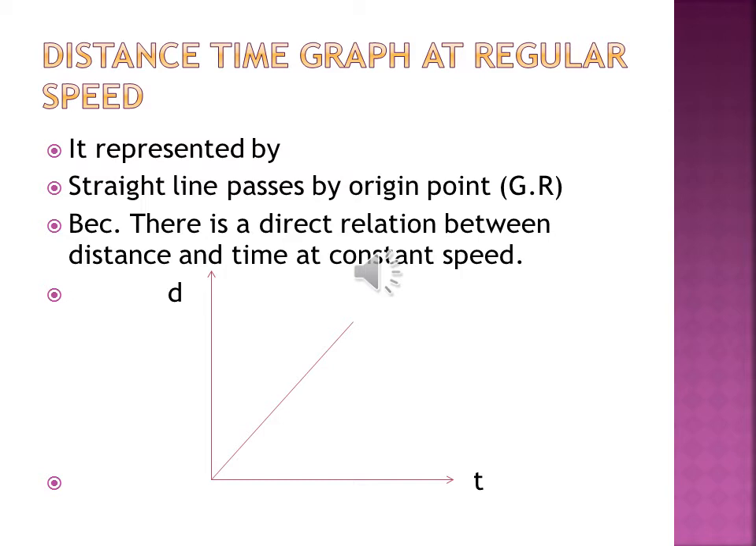When the distance increases, the time increases. When the distance decreases, the time decreases. So there will be a direct relation between distance and time. So this is the distance time graph at regular speed.